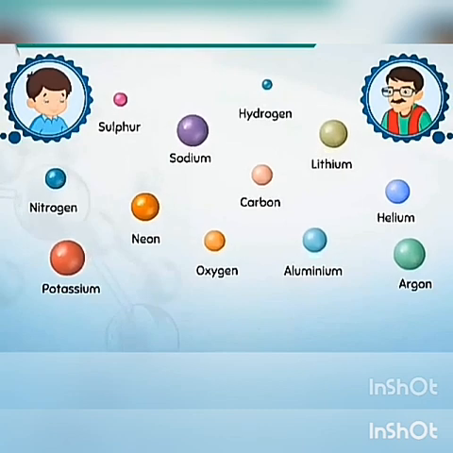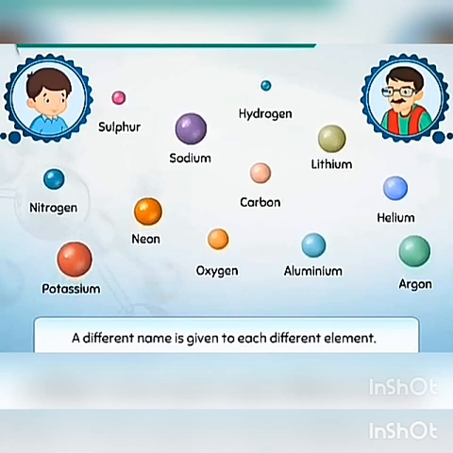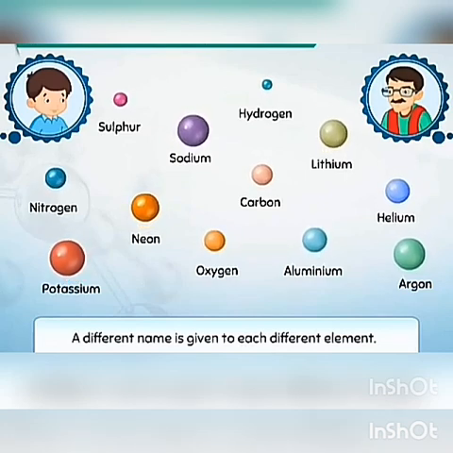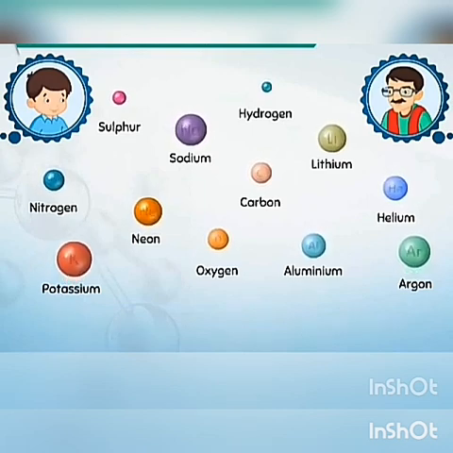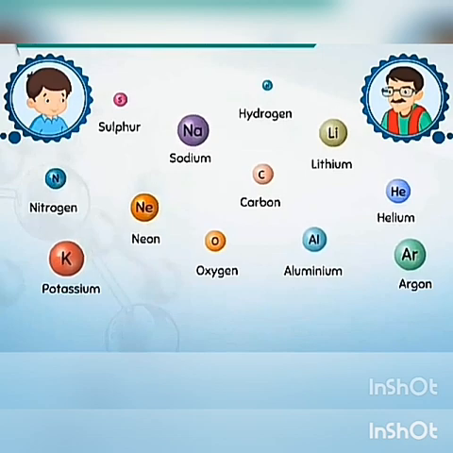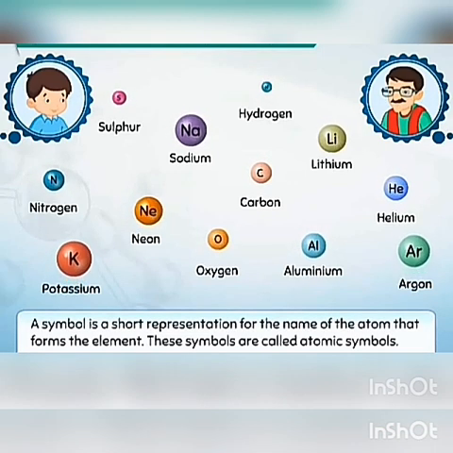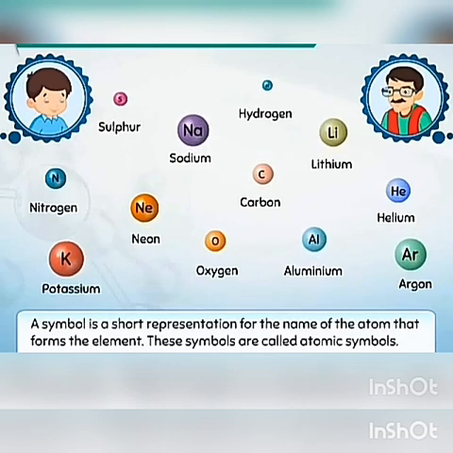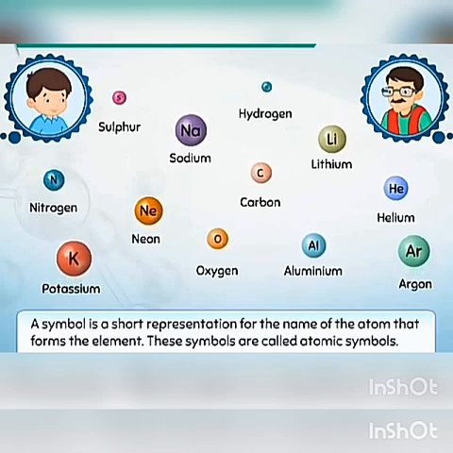Now, son, as one element is different from another, each element is given a different name for its identification. To make things easier, each element is assigned a specific symbol, which is derived from the name of the element. A symbol is a short representation for the name of the atom that forms the element. These symbols are called atomic symbols. I hope you understand about atoms, molecules and symbols. Now let us learn more about atoms and molecules.